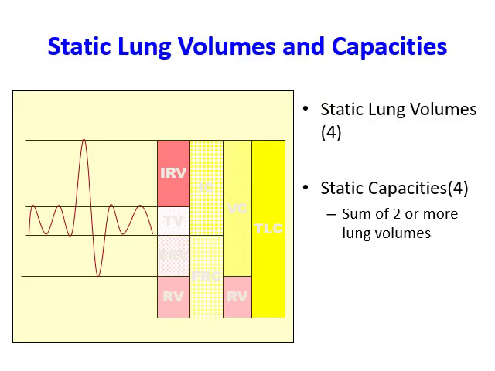Static lung volumes and capacities. These are untimed measurements. They measure the volume of air that moved in and out of the lungs. We have 4 static lung volumes. 3 of them can be assessed by the spirometry. And we have 4 static lung capacities. What's the difference between lung volume and lung capacity? The capacity is the sum of 2 or more lung volumes.